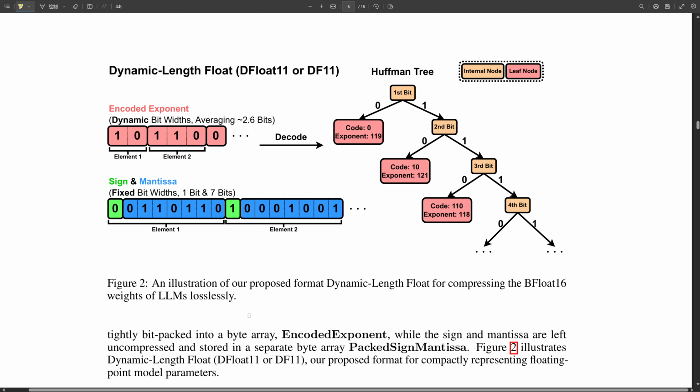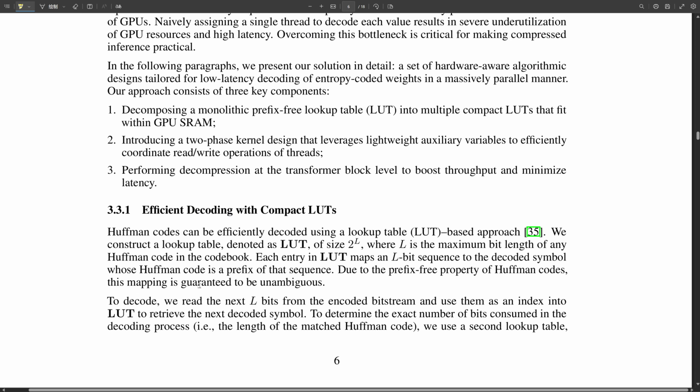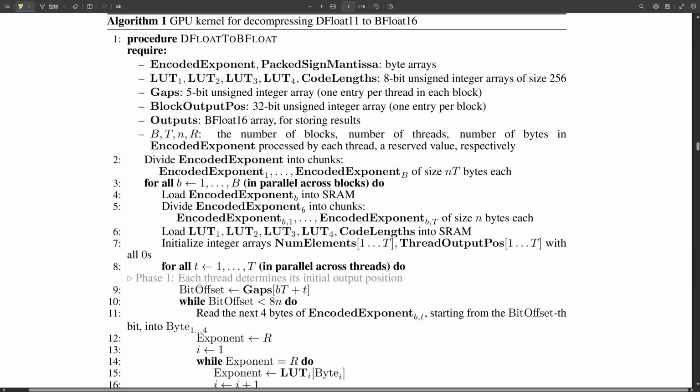Okay, so phase one is like a planning step. Count the outputs and find the starting points. Sort of, yeah. Then there's a quick synchronization within each block of threads. Using those counts, they can very efficiently calculate the correct starting output address in the main GPU memory for each thread's results. They use another small helper array, block output positions, for this. Got it. Then comes phase two. Each thread goes back to its same chunk of encoded data. But this time, using the fast LUTs in SRAM and knowing exactly where its output needs to go, it performs the actual decoding and writes the bfloat16 values directly to the correct spot in the main memory. They also load the encoded exponents into SRAM during this phase to avoid rereading from slower memory.